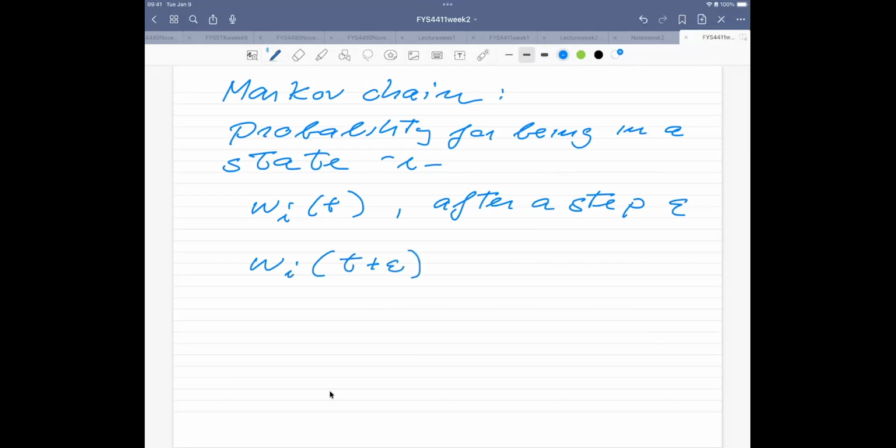the sum over all the possible states the system can be in. And then we have something which is going to be labeled as a transition probability multiplied with the probability of being in this state J at the time t, at the previous time. This is essentially the mathematical definition of a Markov chain. This quantity here is normally called a transition probability.